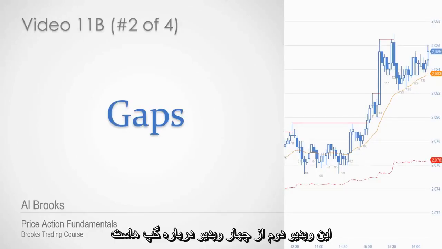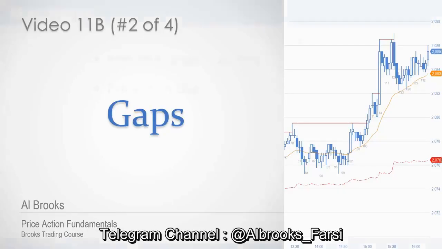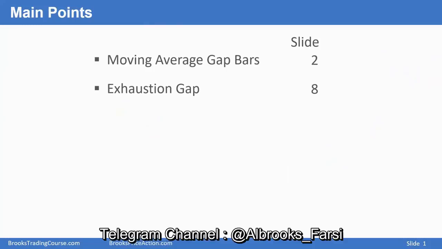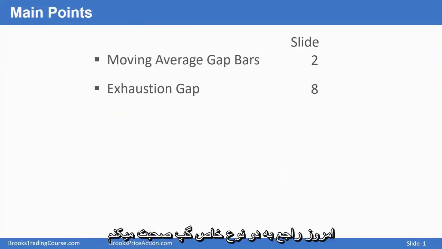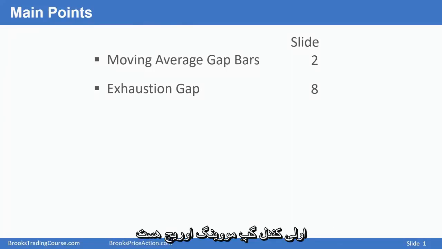This is the second of 4 videos on gaps. I'm going to be talking about 2 special types of gaps today. The first is a moving average gap bar, and the second is an exhaustion gap.